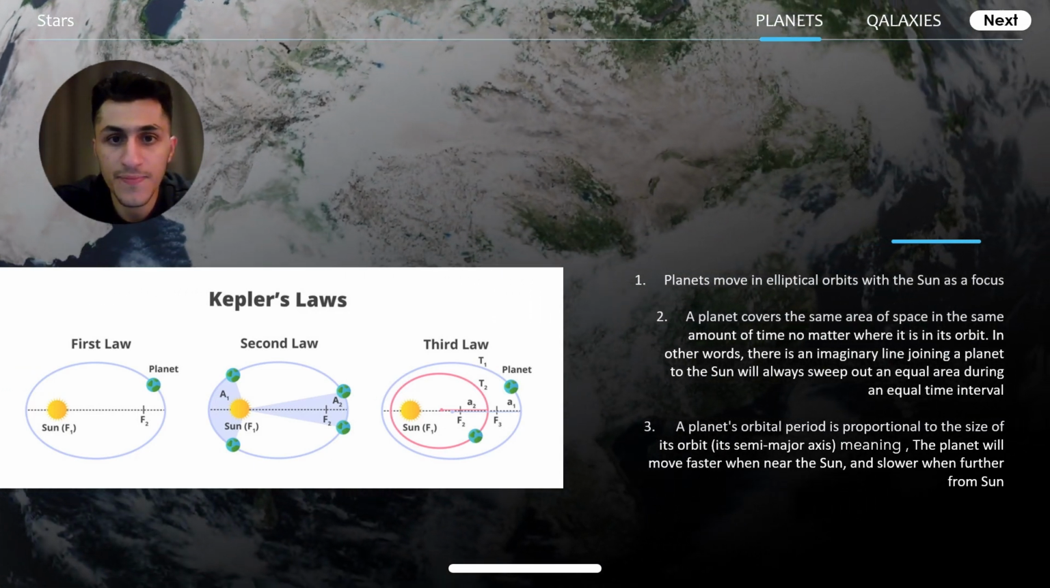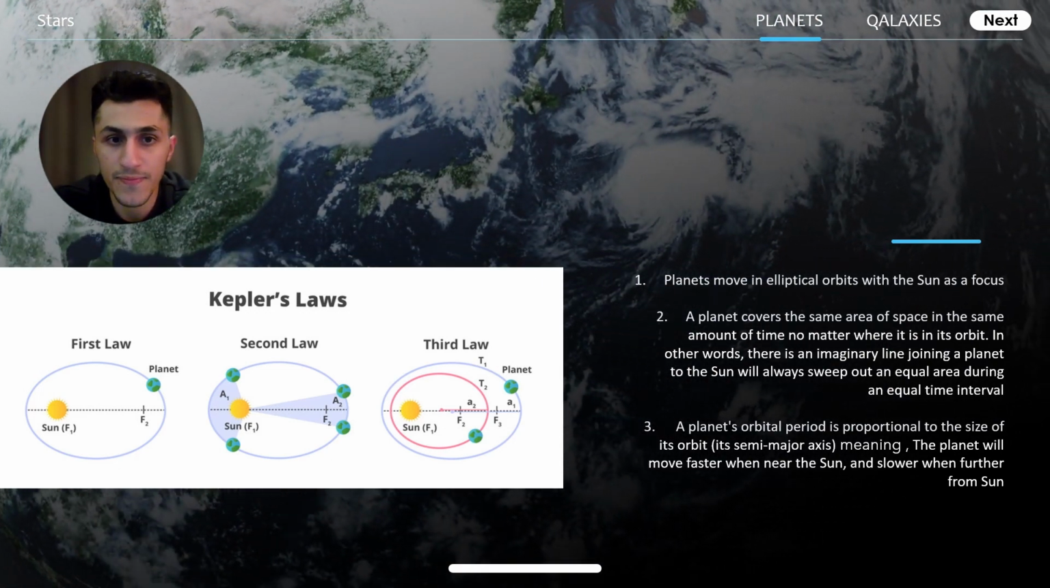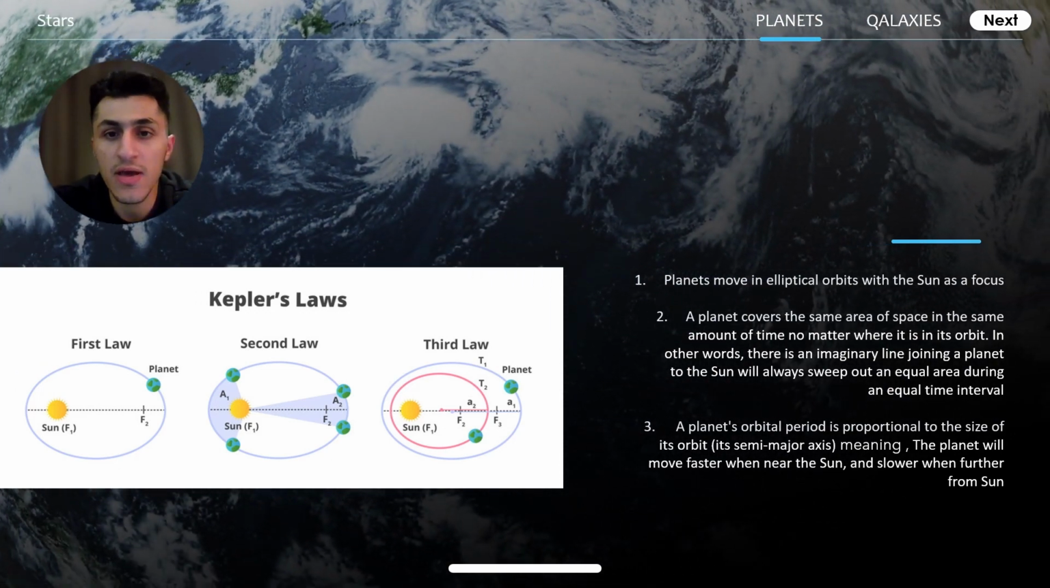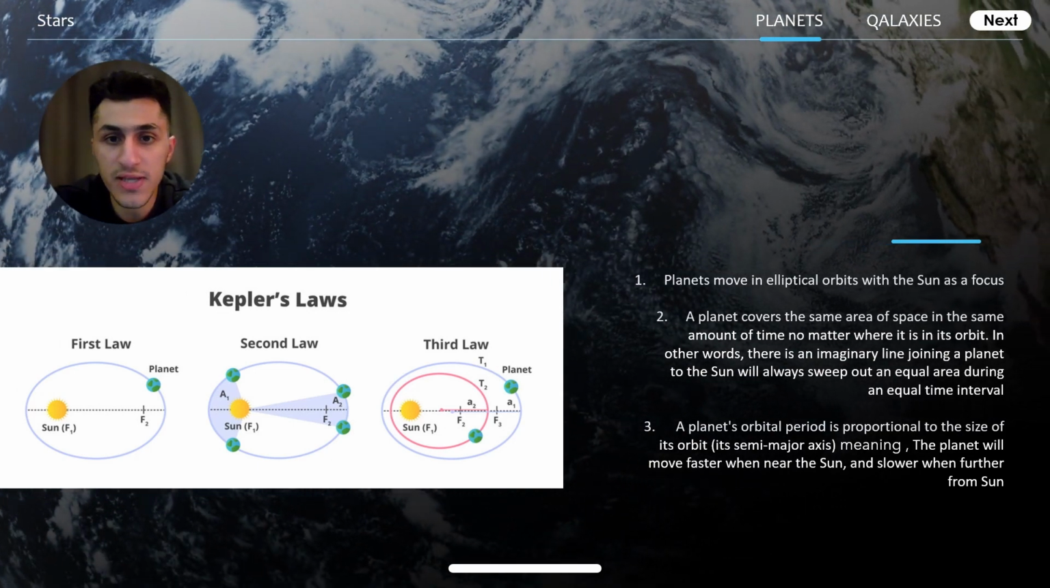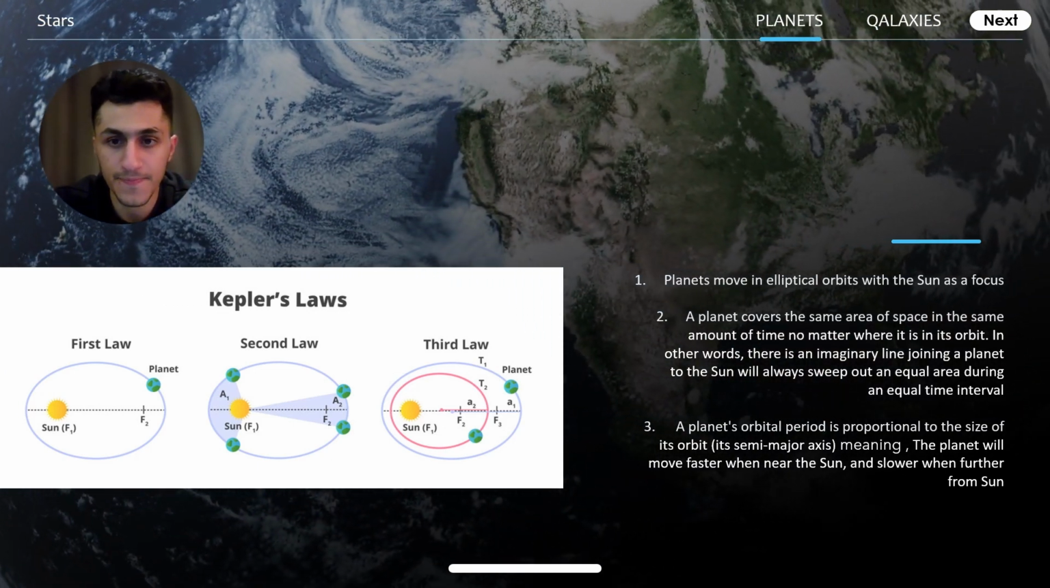And law number 3, a planet's orbital period is proportional to the size of its orbit, its semi-major axis, meaning the planet will move faster when near the Sun and slower when further away from the Sun.